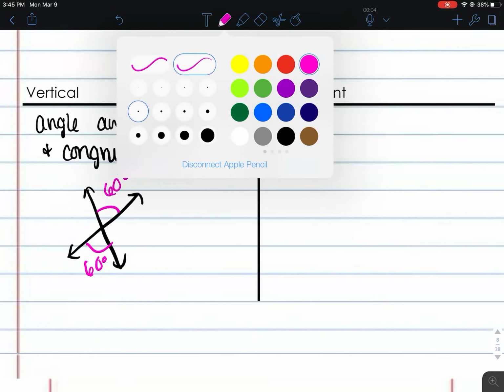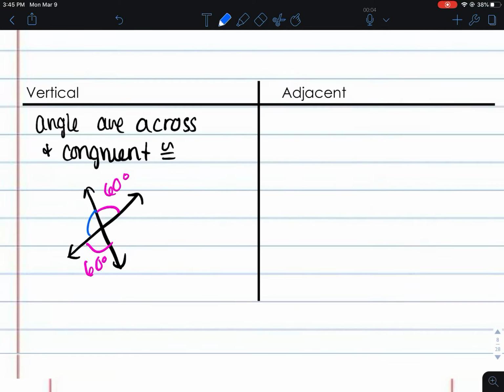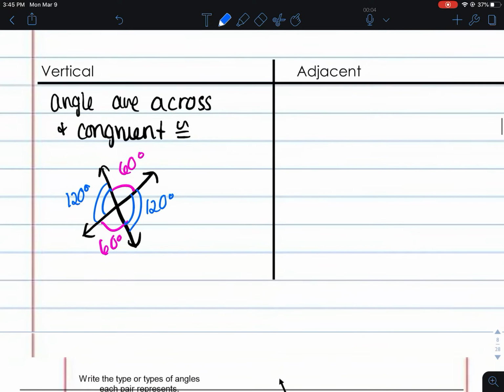And actually, within this X, this angle here we could say is 120. It is also vertical to the other blue angle that's 120 degrees. So those are vertical angles. And they only work with that intersecting line. They almost look like 2 V's kind of facing towards one another.